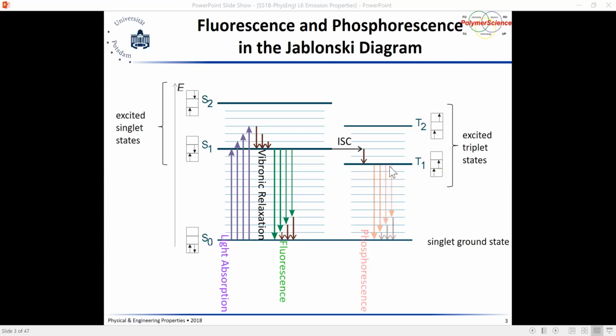From there, we have phosphorescence. Again, this is an emission of the triplet state back to the ground state. When we go from S1 to S0, we call it fluorescence. When we go from T1 to S0, we call it phosphorescence. And just like fluorescence, either all of it can be radiated as phosphorescence, or some of it you may have vibronic relaxations.